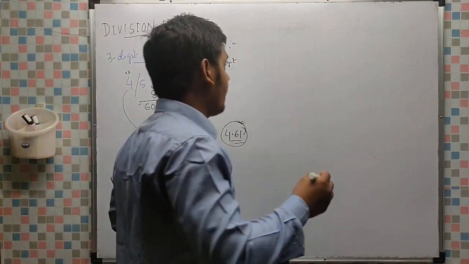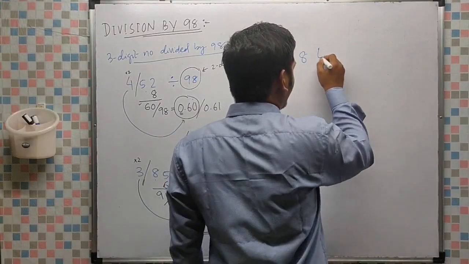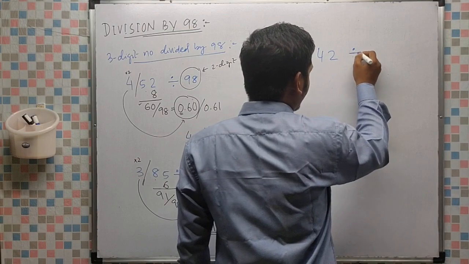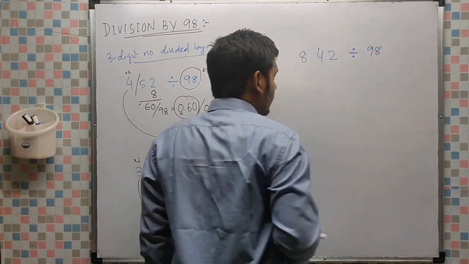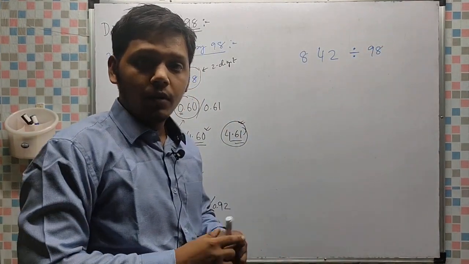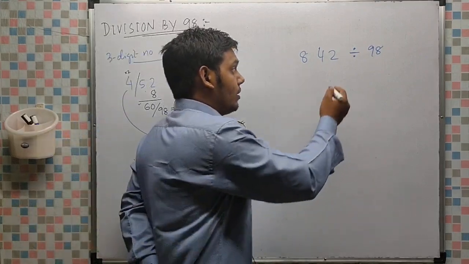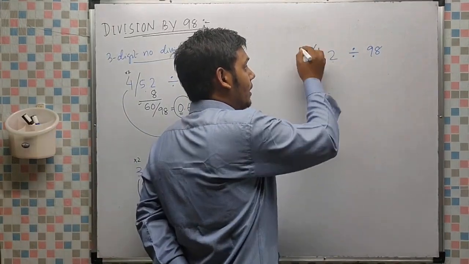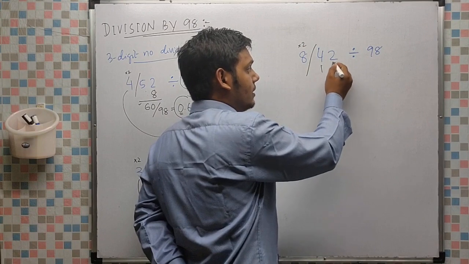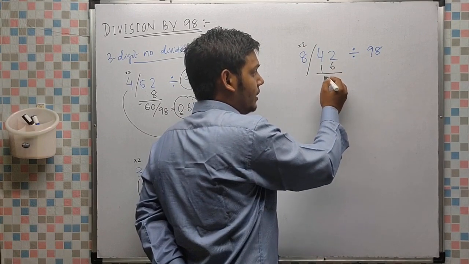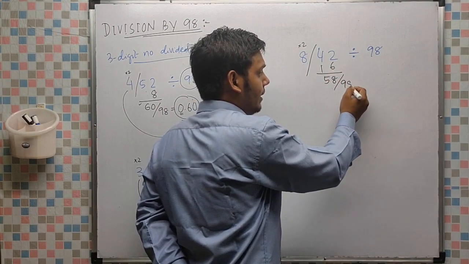842 divided by 98. So first, what we have to do? We have to separate the digits, right? So 1 2 separated. Now 8 2s are 16, and 16 you have to add. So here it is 58. 58 by 98 is how much?